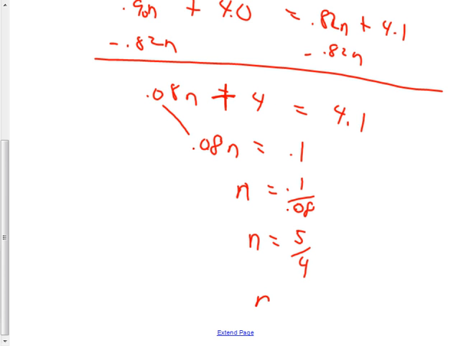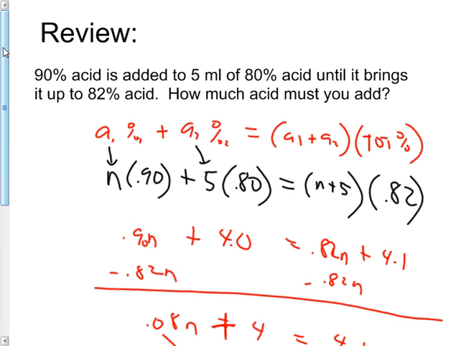or 1.25. If I look back at my original problem, I want to make sure that makes sense. I had 90% acid. I don't know how much of it, but there was 5 milliliters of 80% acid. That's a pretty small amount of acid. 5 milliliters is like 5 little tiny cubes. Milliliters are a centimeter on each side. So it's 5 little cubes of acid till it brings it up to 82% acid.